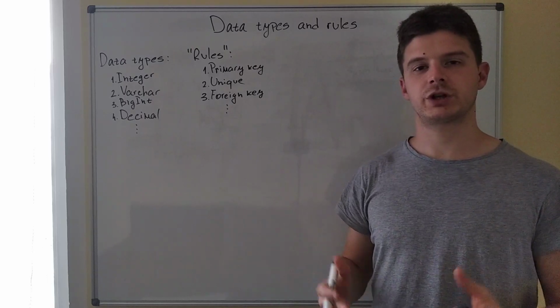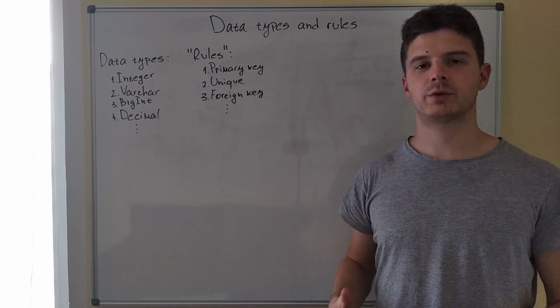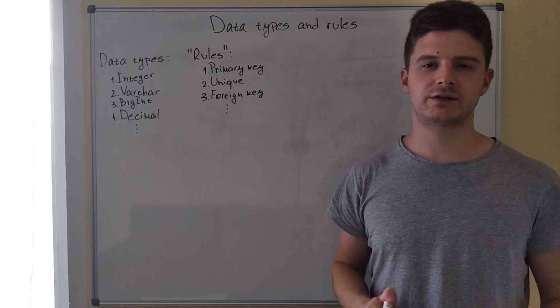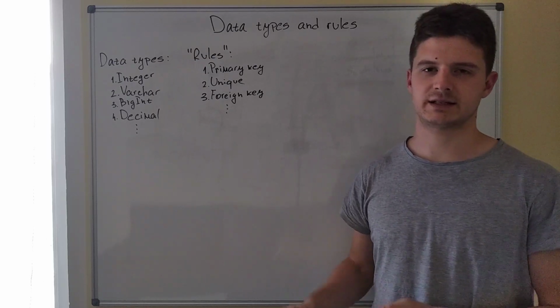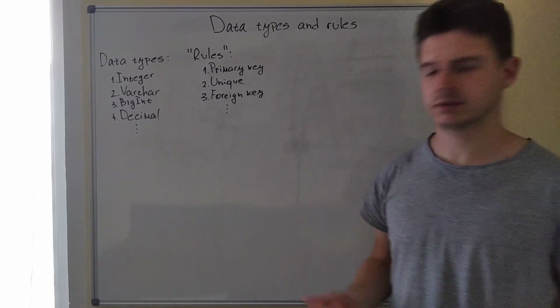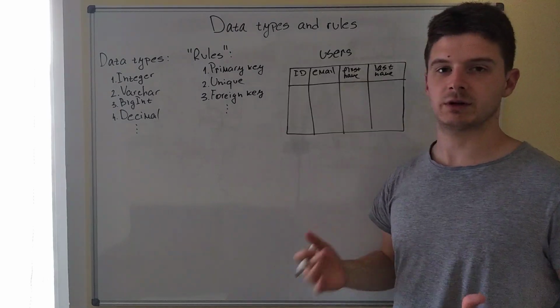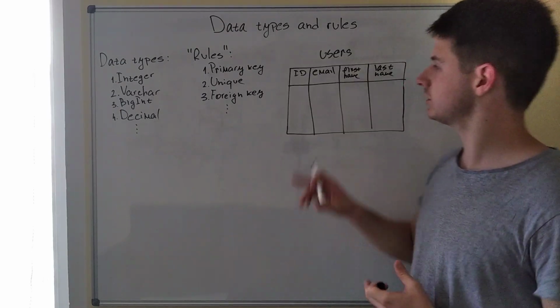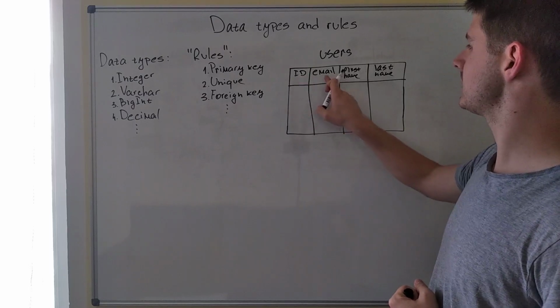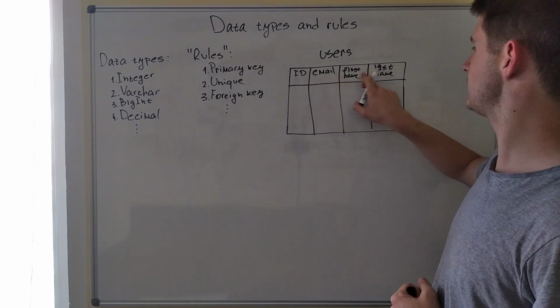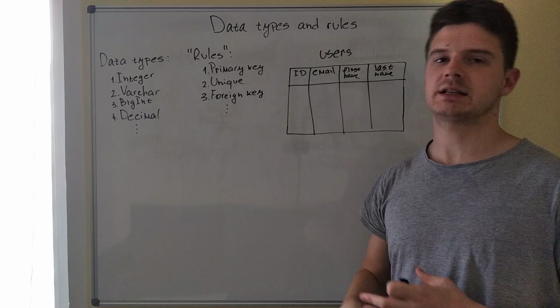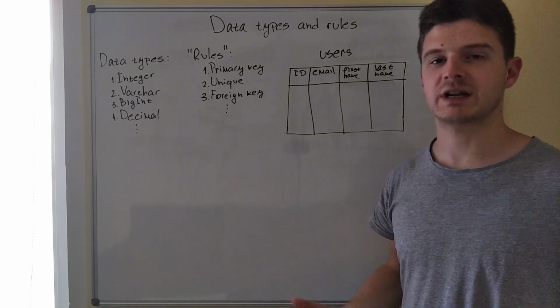So what if we're storing users, but this time we're going to be storing the ID of the users, the email, the first name, and the last name. So let me draw up another users table. So again, this is our users table. And as far as data types go, this would be an integer, this would be a varchar, and these two would also be a varchar, and let's say that they would have a limit of 200 characters.